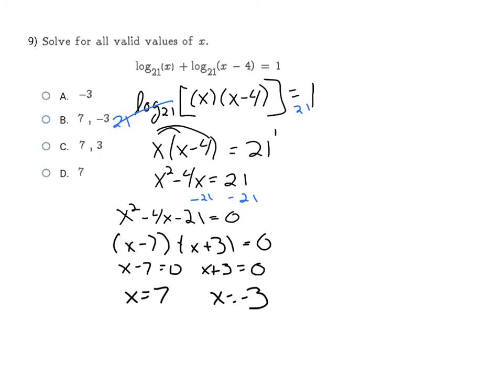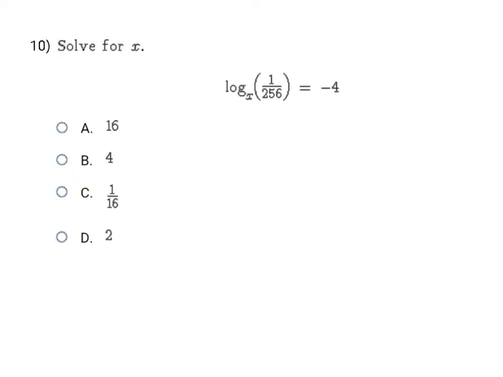However, when you're solving equations that have logarithms in them in the beginning, you can't get a negative number for an answer. So this is an erroneous answer. It's not a solution. It's not part of the domain. So that means my answer here is just x equals 7, which makes D my final answer.